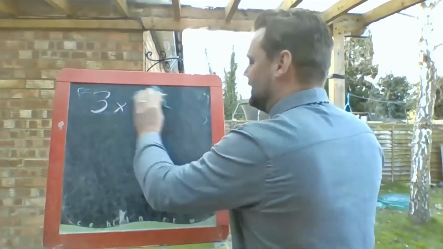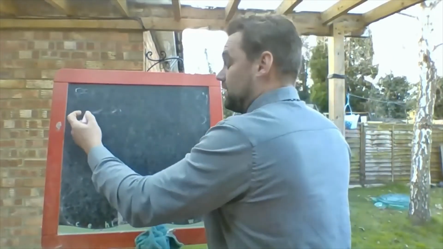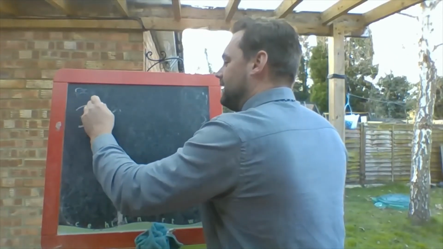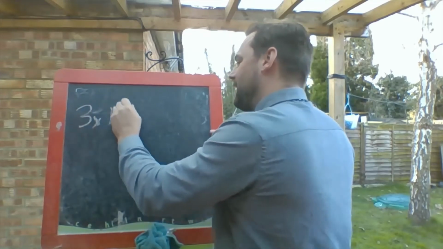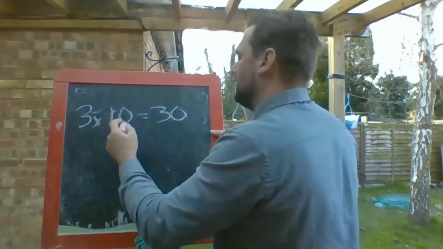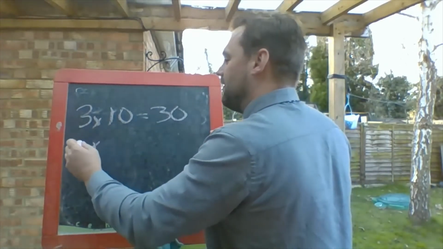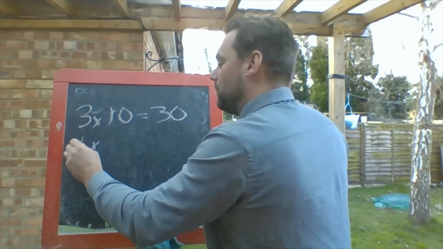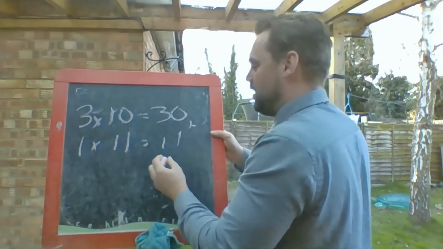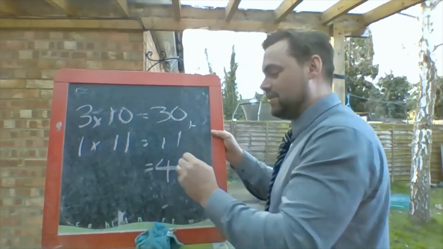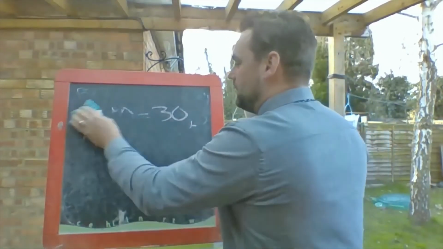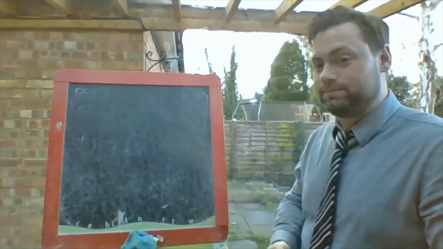Just to clear up the misconception, there was one when we did that question. In fact, we did 3 times 10 first to give us 30, and then we had someone doing 1 times 11 and then adding that to our answer, which of course would give us the incorrect answer of 41. So when you're timesing by 11 or by 12, remember we're partitioning the 12 or 11.